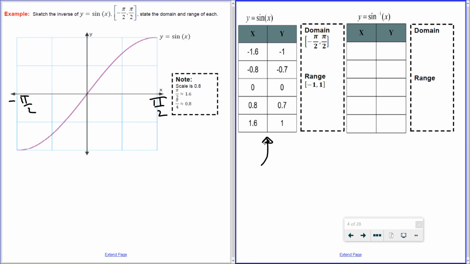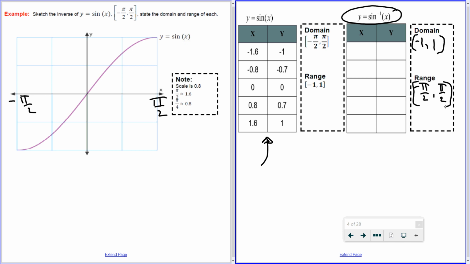Now, remember when we do domain and range of a function, the domain and range is flipped for the inverse. So if I'm looking at arc sine or sine inverse here, the domain from negative pi over 2 to pi over 2 is going to become the range. So negative pi over 2 to positive pi over 2. The domain of the inverse is the range of the original function. So from negative 1 to positive 1. And I'll put on some square brackets there to show it includes it.